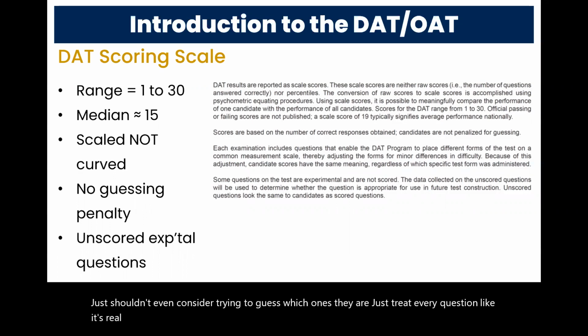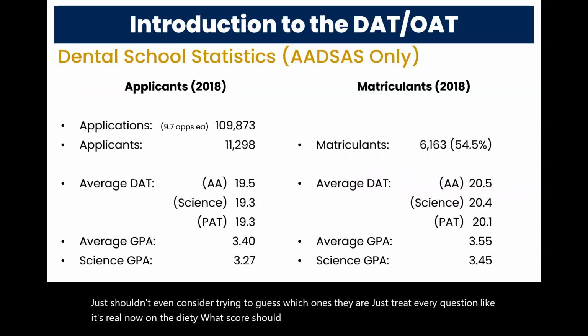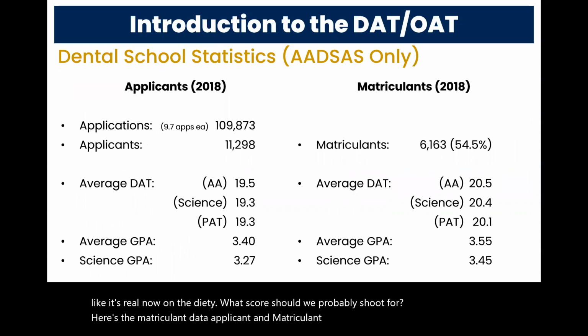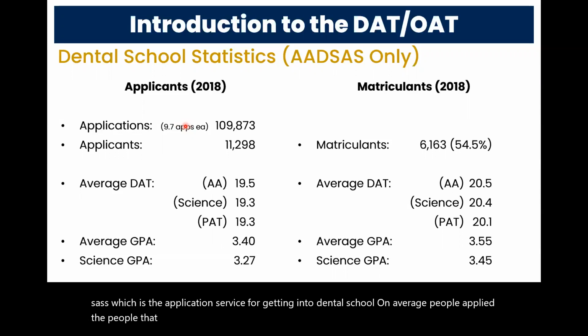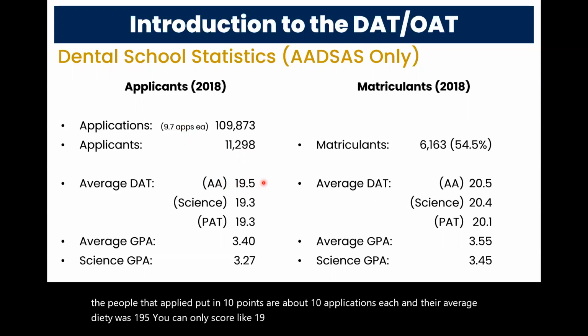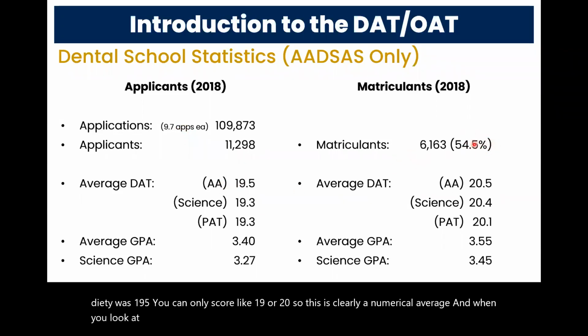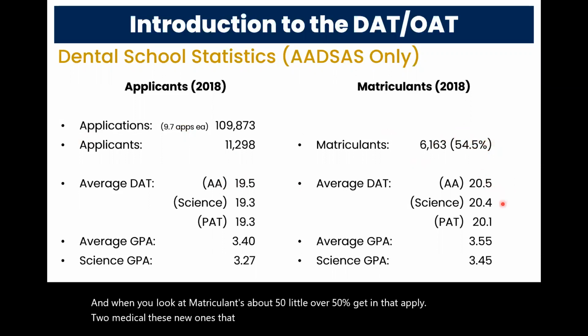Now, on the DAT, what score should we probably shoot for? Here's the applicant and matriculant data from 2018 that comes from ADSAS, which is the application service for getting into dental school. On average, the people that applied put in about 10 applications each, and their average DAT was 19.5. You can only score a 19 or 20, so this is clearly a numerical average. And when you look at matriculants, a little over 50% of those that apply get in, and they had a 20.5.